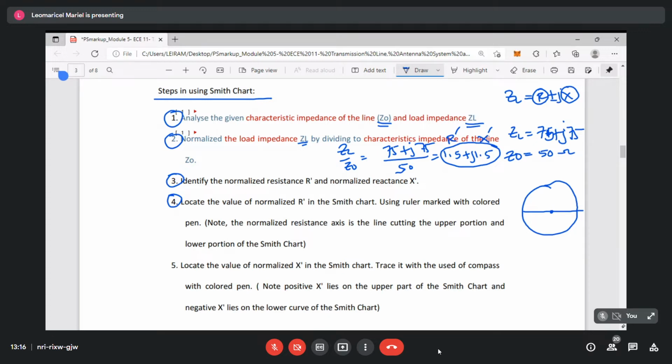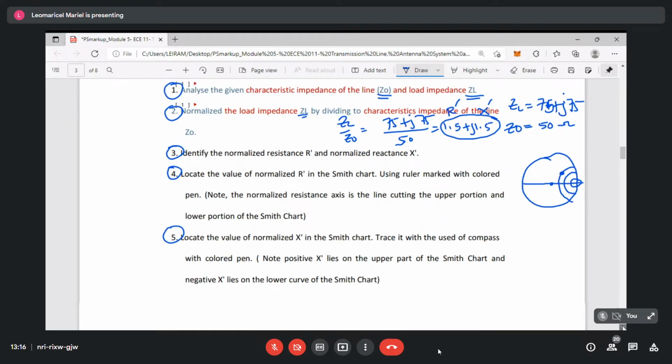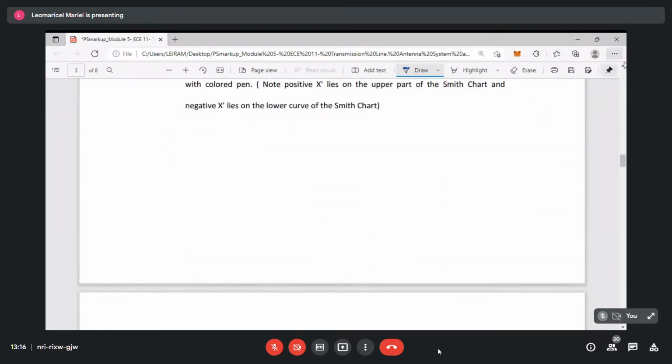Then, after mo yung normalized resistance, locate the normalized reactance. Trace it with the use of compass with color pen. Note that the positive X lies on the upper part and the negative part is on the lower part. So, kumbaga, mag-intersect na mga circle kasi yan. Assuming ito yung gagamitin mong value, i-locate mo rin yon. Okay, then padudugtungin mo yan later on. So, ipapakita ko sa inyo yung Smith chart mamaya. So, meron siyang upper and lower din.